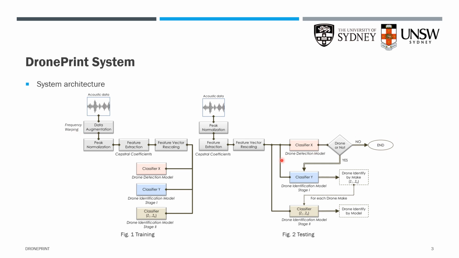The first classifier is used for drone detection only. Once a drone has been detected, the second classifier will try to identify its manufacturer or brand, such as DJI or Parrot. And then finally, for each drone manufacturer, we also have a dedicated classifier that identifies the drone model, such as DJI Phantom or DJI Mavic.